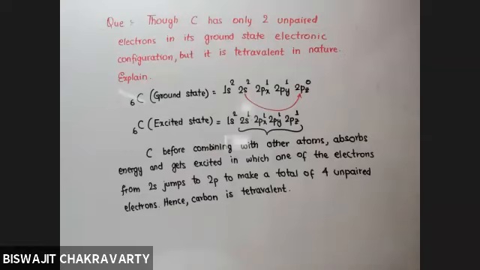So carbon, beryllium, and boron type elements never combine with other atoms in their ground state. Before combining with other atoms, they undergo excitation, and during this excitation, one of the electrons jumps to a higher energy state, thereby making more unpaired electrons. As in the case of carbon, the number of unpaired electrons after getting excited becomes 4. So hence carbon is tetravalent. And in the same way you can explain it for boron and beryllium as well.